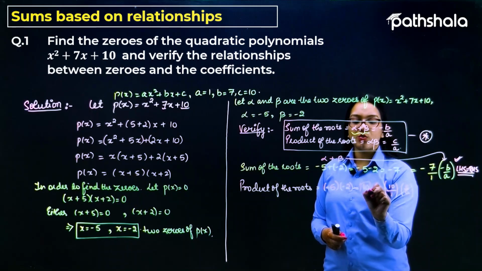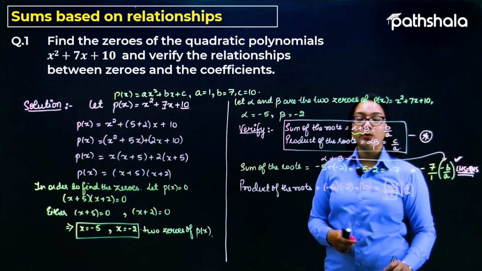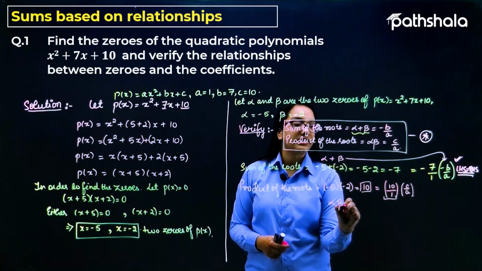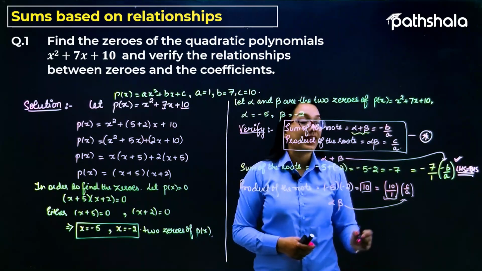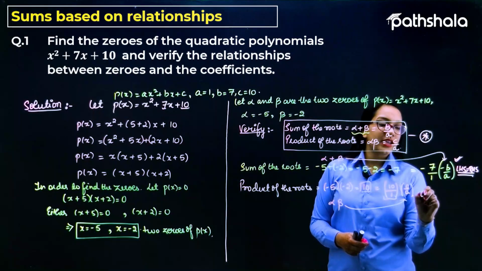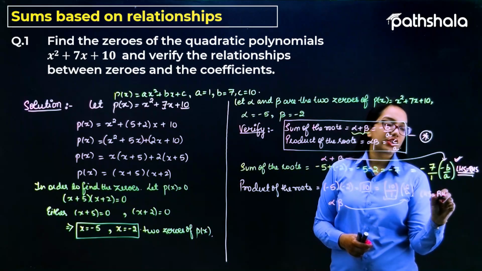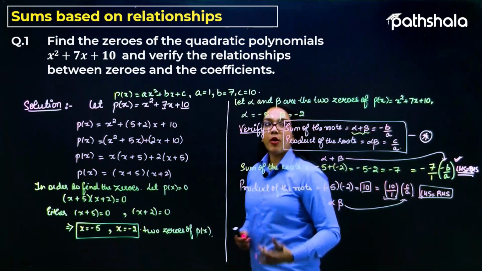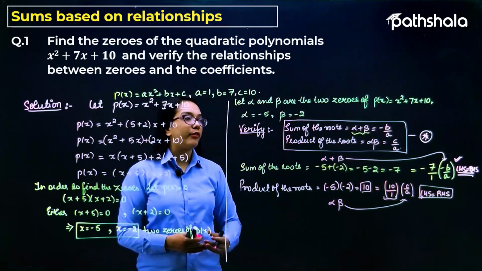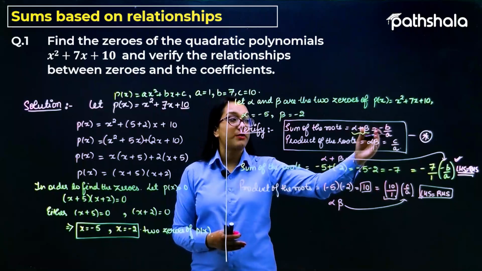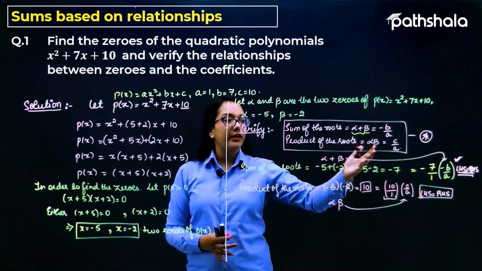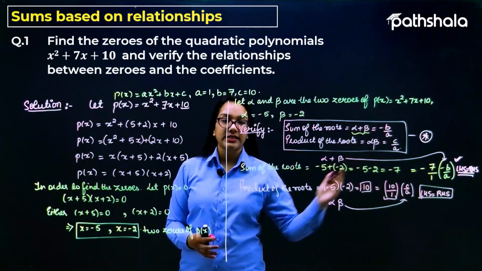So hence it can be expressed in the form of c by a. Again, LHS value is equal to the RHS value, and at the end what we can say is that alpha into beta is actually equal to c by a. So hence again LHS is equal to the RHS. So the relation is again verified that the sum of the roots is equal to alpha plus beta, which can be expressed as minus b by a, and further the product of the roots alpha into beta can be expressed as c by a.